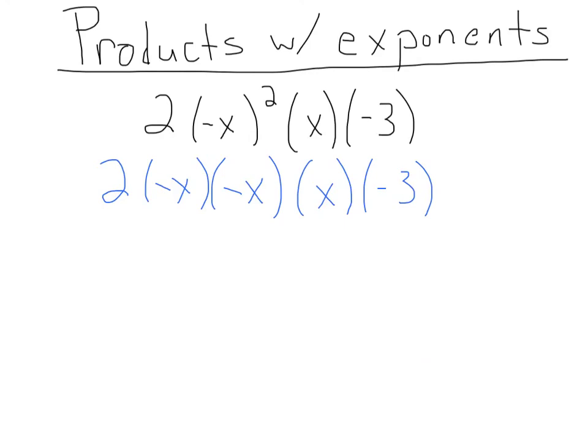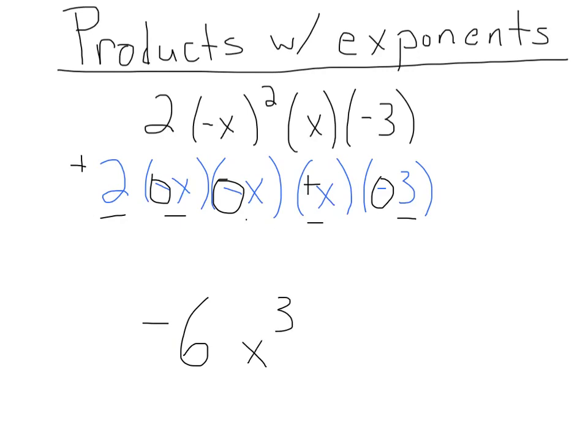So first I'm going to figure out what my signs are. Well, positive times a negative is a negative, times a negative is a positive, times a positive is a positive, times a negative is a negative. Now I'm going to deal with my numbers. So 2 times 3 gives me 6. Now I have 1, 2, 3 x's, so I have x cubed. So our answer is negative 6x to the 3rd power.